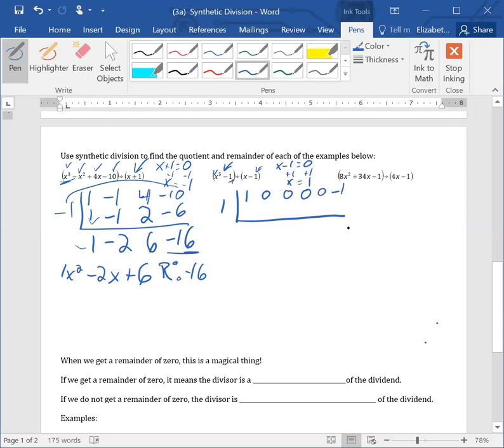All right, it is very important that you put those zeros in. I know it seems like a pain and you're like, Ms. McMullen, why do we have to put that in if it's 0? If you don't put it in, you will not get the right answer. All right, so let's bring this down.